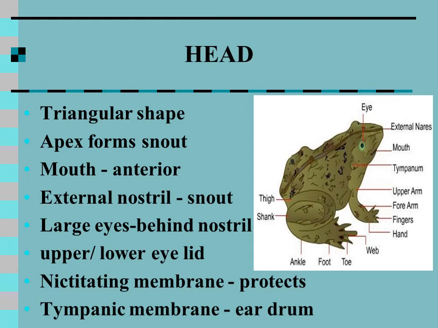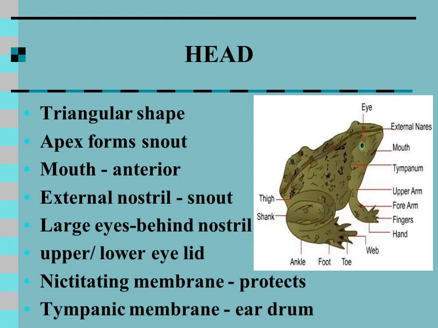Then behind the mouth, there are external nostrils. A pair of external nostrils is present, and each nostril is on either side of the median line. Can you see one median line in the center of the dorsal side? Each nostril is on either side of this median line, and it is present in the snout region, right?